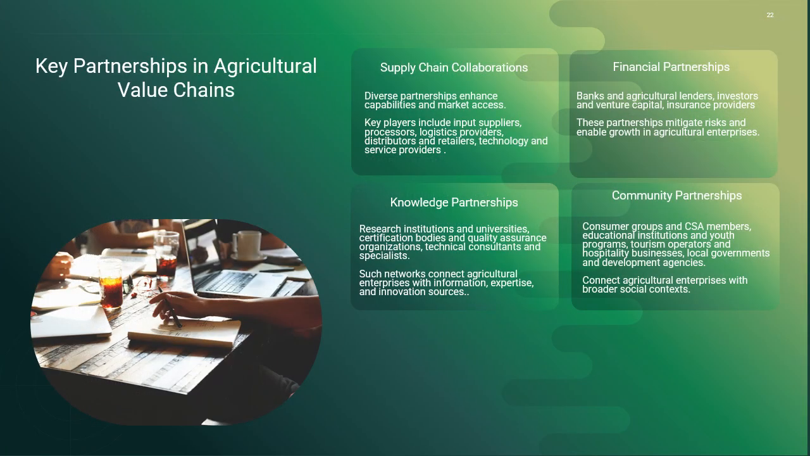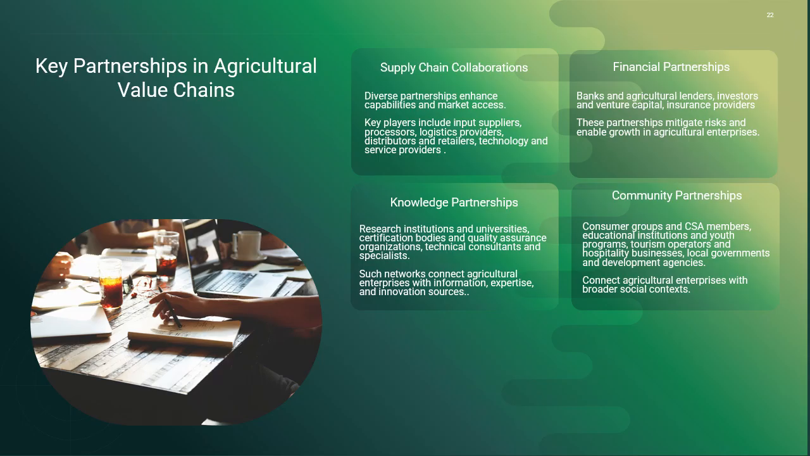The networks of relationships that agricultural enterprises develop with various stakeholders significantly influence their access to resources, market opportunities, knowledge, and support services. Successful agricultural business models recognize and actively manage these partnership networks. Supply chain collaborations are diverse partnerships that enhance capabilities and market access.